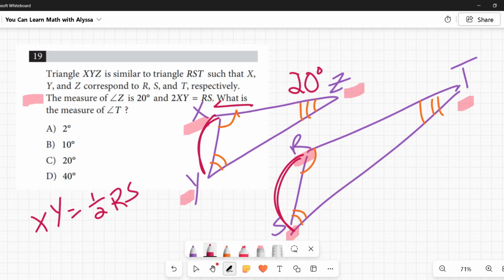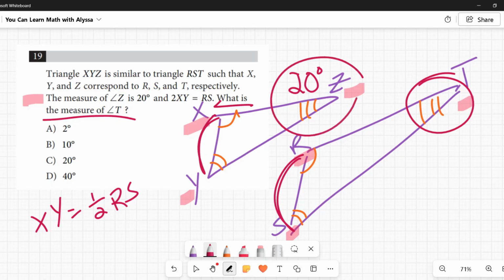Because the question is, what is the measure of angle T? Not anything about the length of the sides, just the measure of angle T. Angle T corresponds to angle Z. Angle Z is 20, so angle T is 20. That's it. You do not need to know the lengths of the sides or the ratio, which is what they were giving you with 2 times XY equals RS. It doesn't affect the angles.